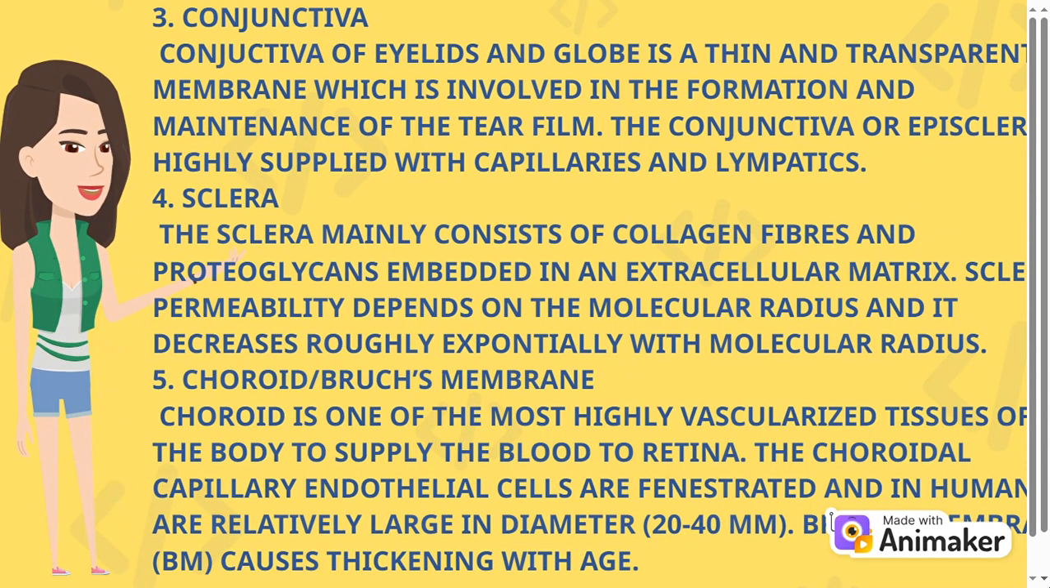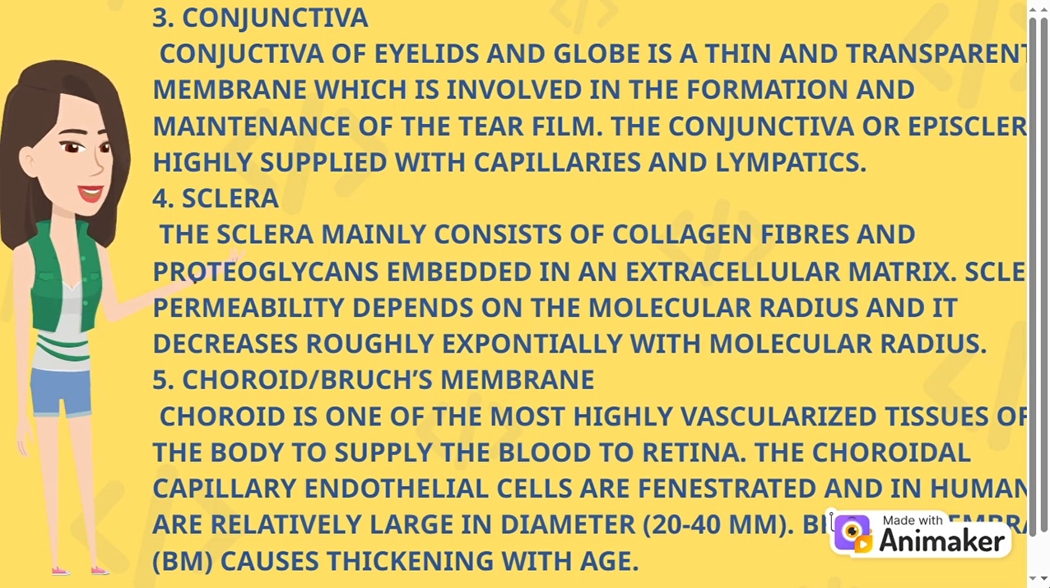3. Conjunctiva. The conjunctiva of eyelids and globe is a thin and transparent membrane which is involved in the formation and maintenance of the tear film. The conjunctiva, or episclera, is highly supplied with capillaries and lymphatics. 4. Sclera. The sclera mainly consists of collagen fibers and proteoglycans embedded in an extracellular matrix. Scleral permeability depends on the molecular radius, and it decreases roughly exponentially with molecular radius.